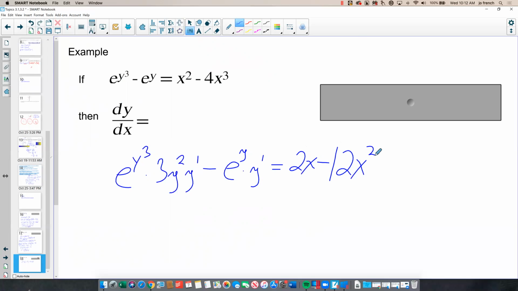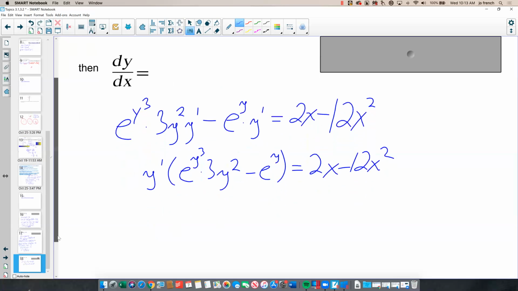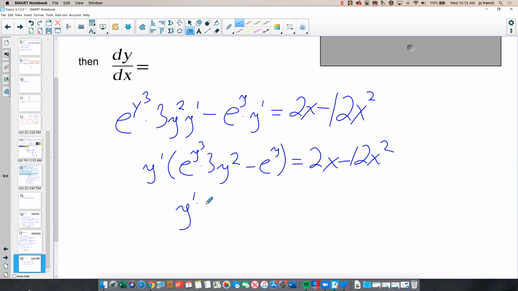So I'm going to factor out the y prime, and I'll get e to the y cubed times 3y squared minus e to the y is equal to 2x minus 12x squared. From there, I can divide, right? Y prime is going to be equal to 2x minus 12x squared over 3y squared e to the y cubed minus e to the y. And there's my derivative.